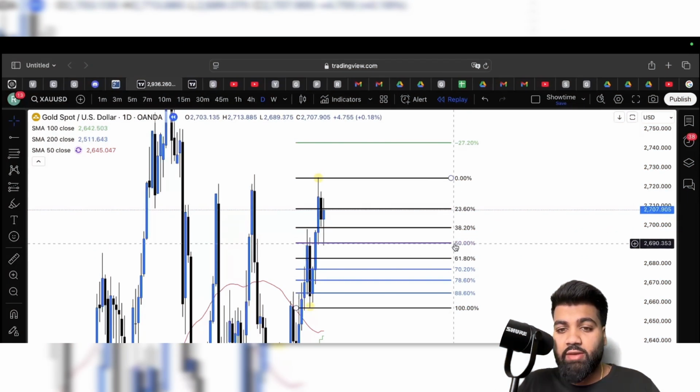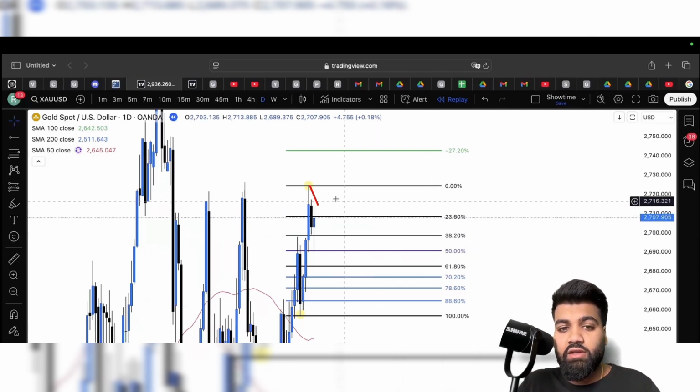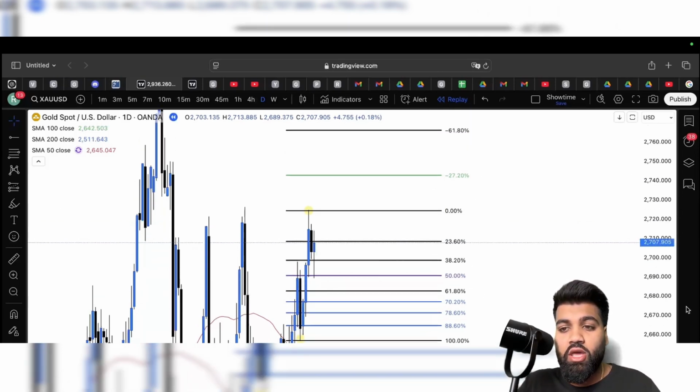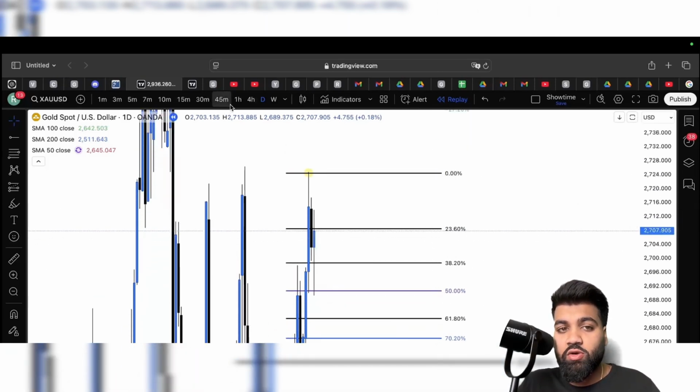Ideally, I'd like for it to tap the 50, but the 38, I understand that in a bullish trend, often it's going to go to the 38 and then make its way up, because it doesn't have time to come down all the way until the 61 or the 70, even the 50 at times. Most times it's just going to go to the 38 and make its way up. So the 23.6, I don't consider it.